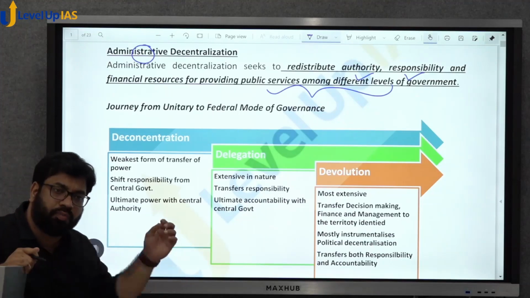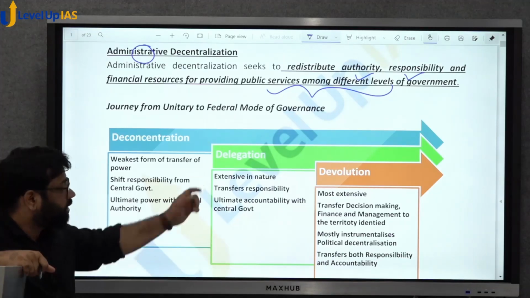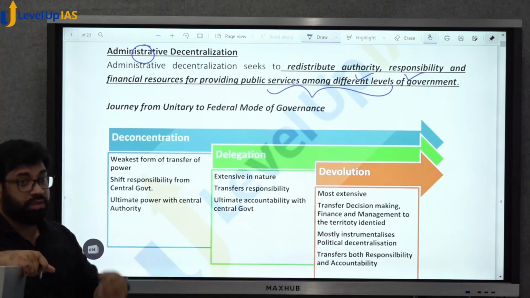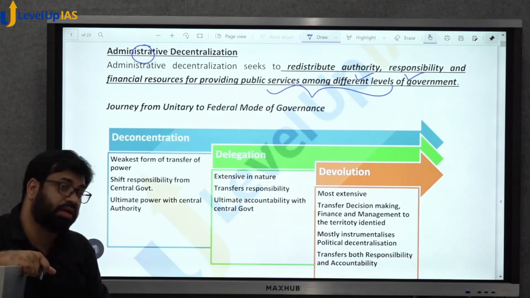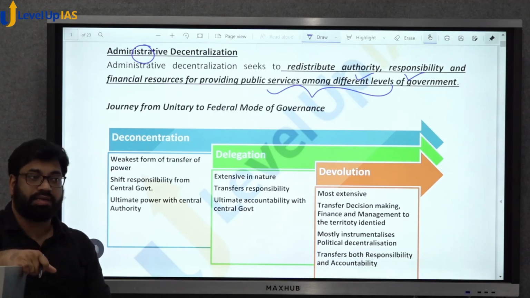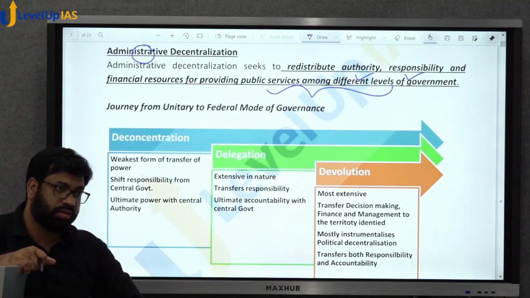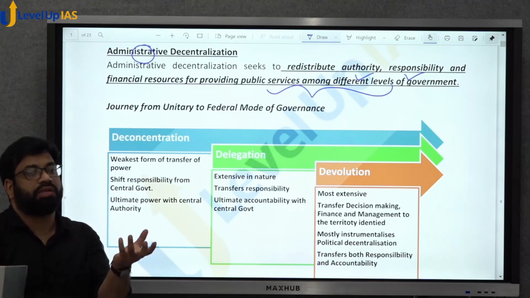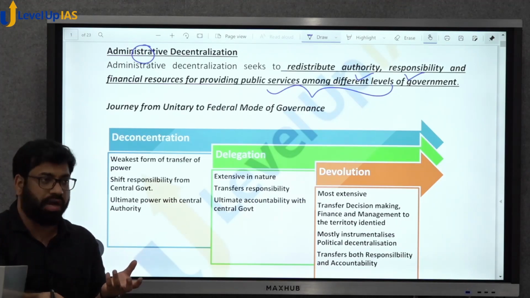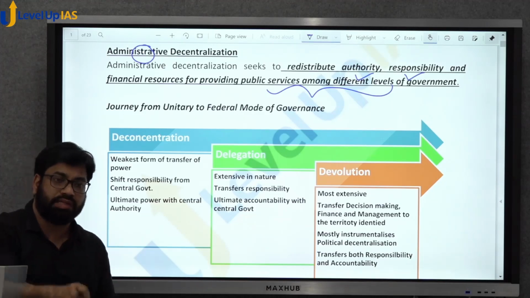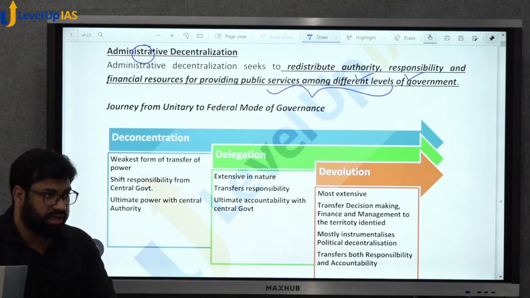The second one is delegation. Delegation is a step ahead from deconcentration. It's a little bit extensive in nature, qualitative in nature. What does it do? It transfers responsibility, but the authority still lies with the central government. If you remember, there is a parliamentary committee on delegated legislation. Remember, we read about it? Delegated legislation means the legislature will empower the executive to make the detailing of laws, rules, regulations, bylaws, etc., because of its nature of 24/7 engagement with the governance process. That is what delegated legislation is.